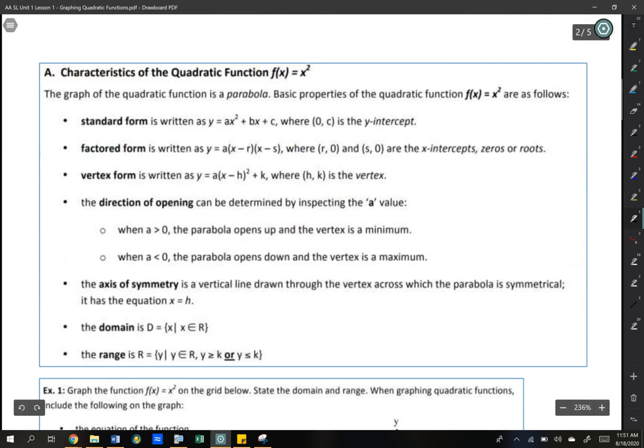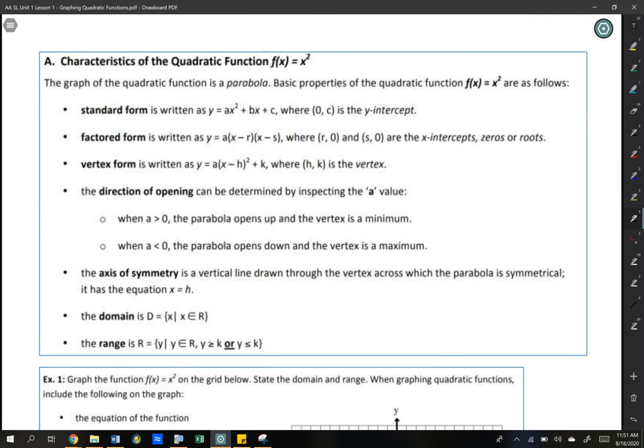All right, so let's take a look at this lesson today. We have a lot here. A lot of this should look familiar, hopefully, but let's again just take a look at what we have. We've got standard form, factored form, vertex form. When we're looking at a quadratic and a is greater than 0, the parabola opens up and we have a minimum. When a is less than 0, the parabola opens down and we have a maximum.